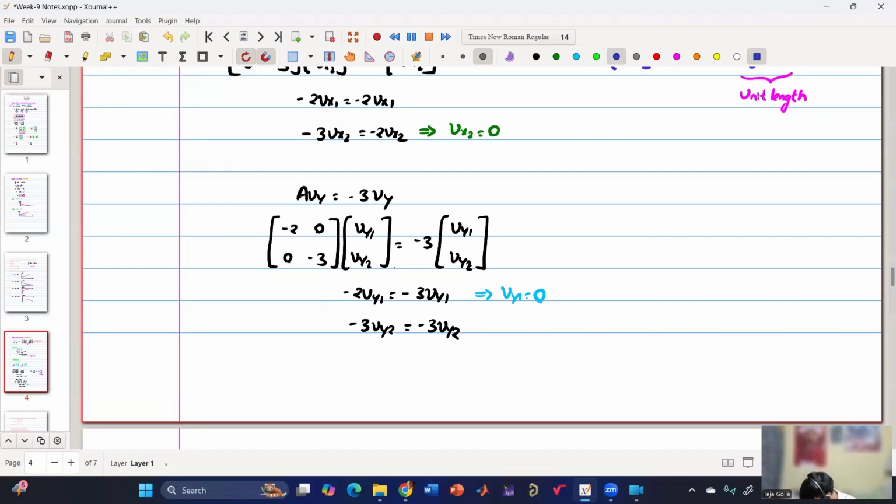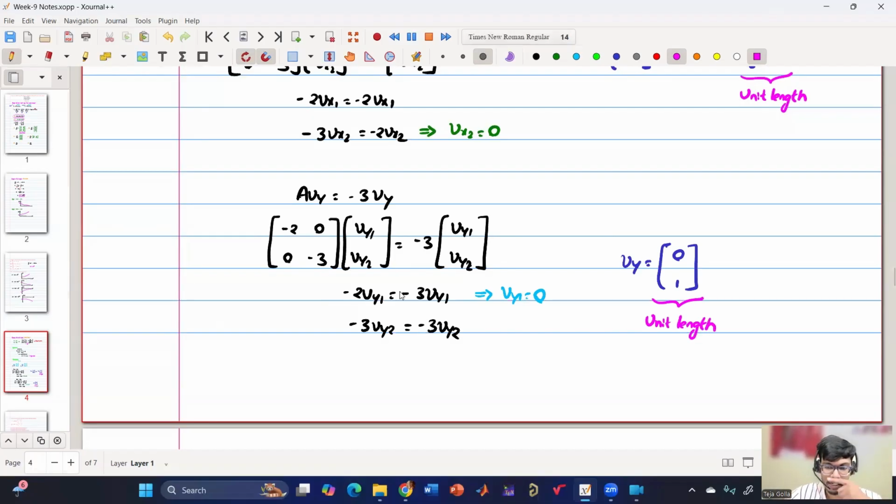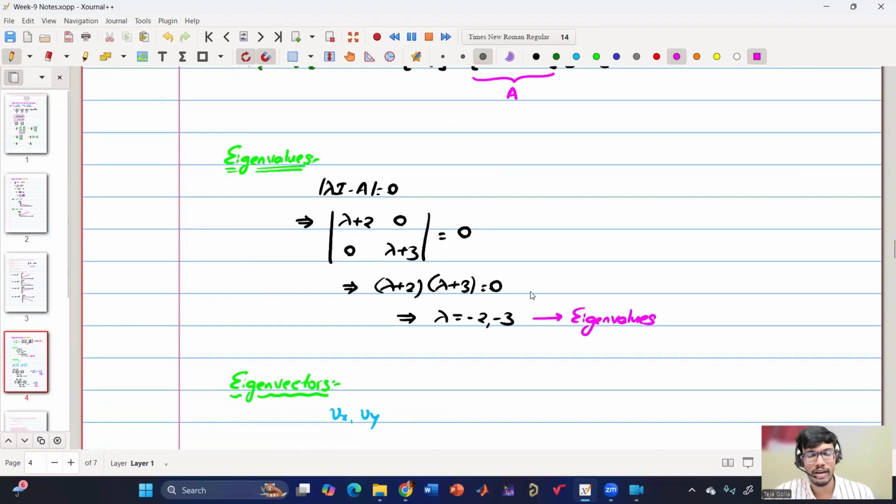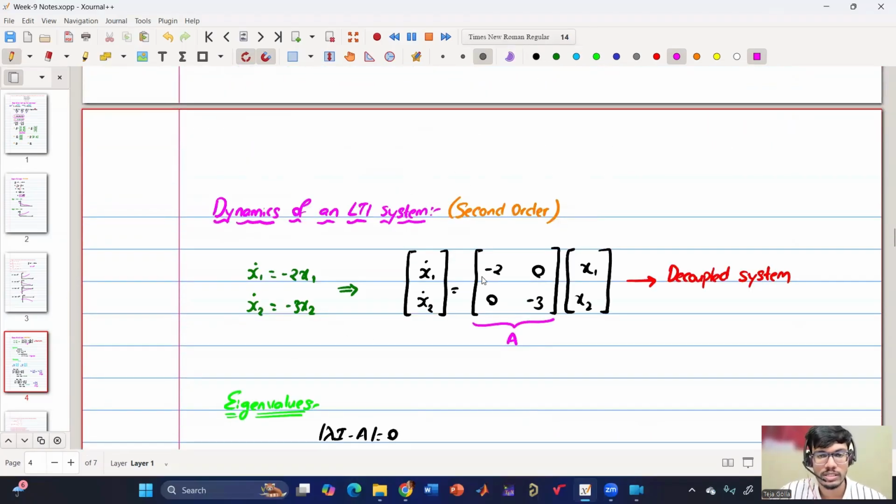So now if I write Vy, it will be 0, 1. So this is another unit vector, which also has unit length. Clear? This is how we get the eigenvectors as well as the eigenvalues for a second order system.